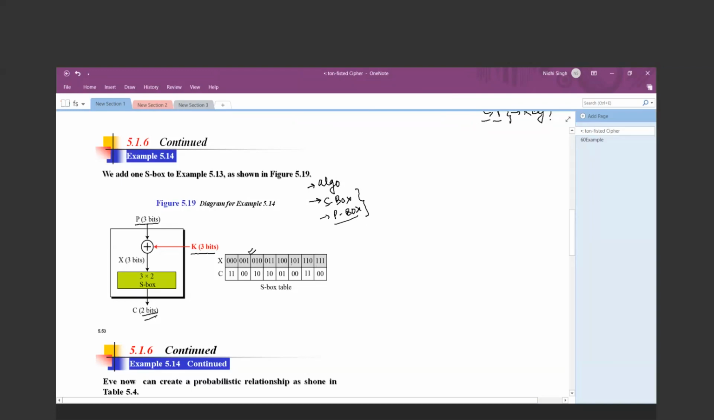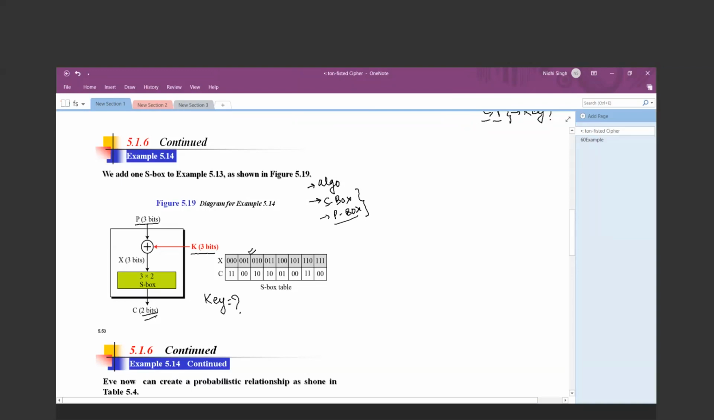Now this is a more complex version as compared to the previous one because we have to use the SBox table of 3 cross 2 and it is non-invertible in nature. Now I have to find out how to determine the value of the key in the case of that one.